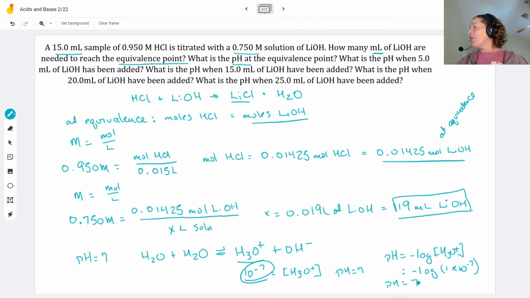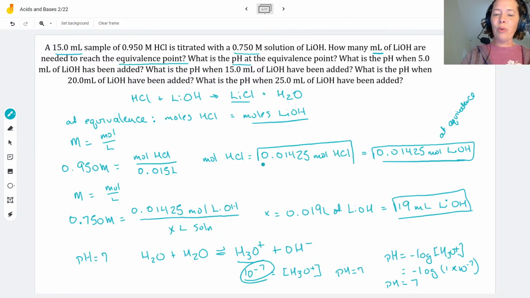Okay, so I think we're good with this. And we're going to need to keep some of these numbers. We're definitely going to need to know our moles of, sorry, not our moles of lithium hydroxide. I meant to box our moles of hydrochloric acid because we're going to need to use this as we titrate this acid. So we're going to be adding in a certain amount of lithium hydroxide, and we need to figure out what is left over and then how much of that is left over.